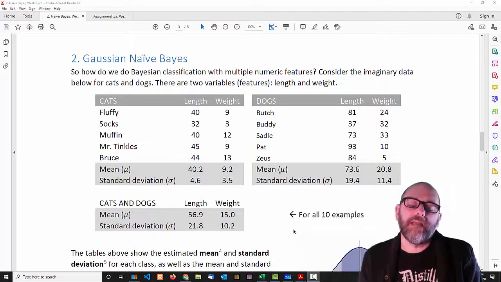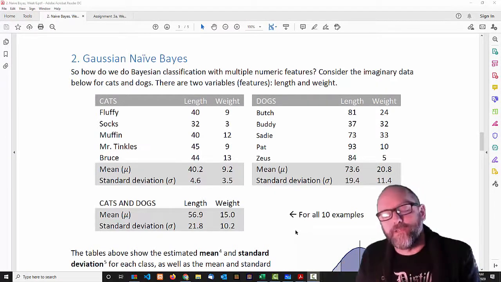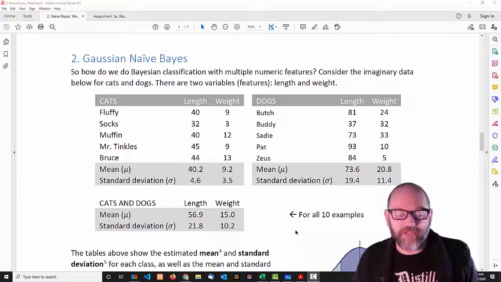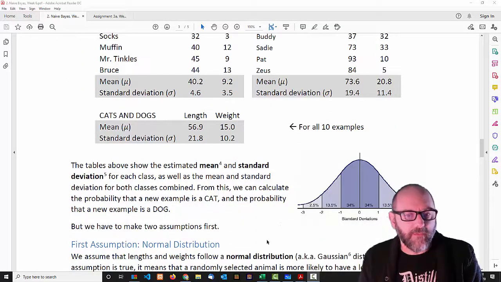So these are estimated means and standard deviations. They're estimated based on the data that we have. If we had more data, we would get a closer estimate of the mean and the standard deviation for the entire population of cats and dogs. Again, having more data is always better, but like I said, a little bit of data can work well here.